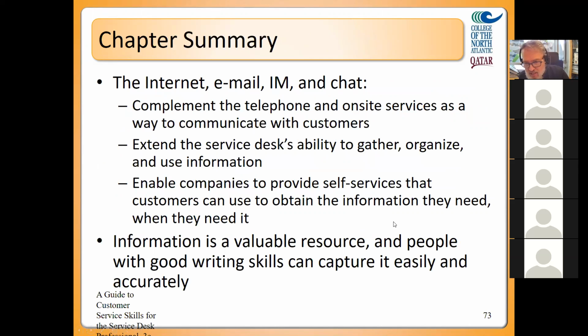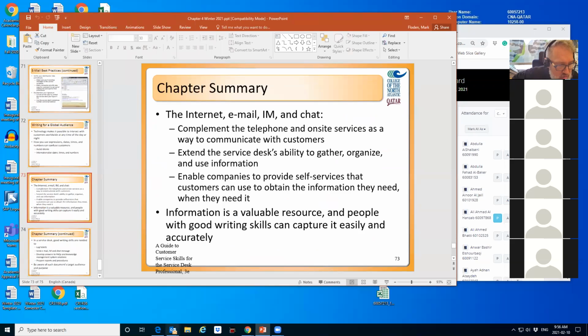And that's basically that for our discussion on written communication. It is kind of important. Any questions regarding that?